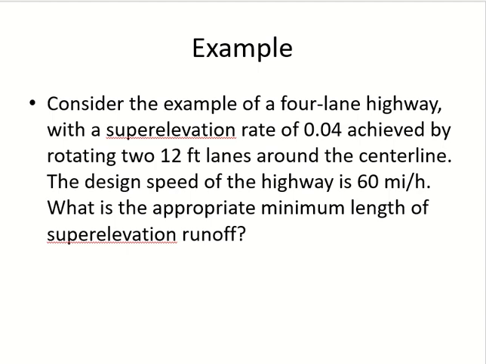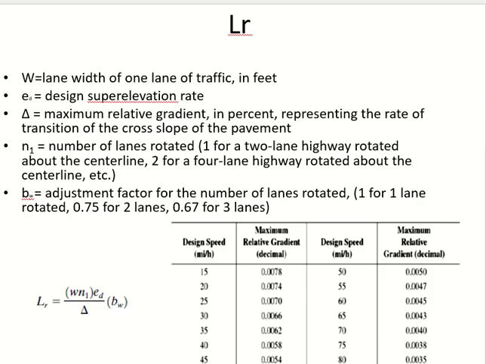Let us look at this example. We have a 4-lane highway, super elevation 0.04, meaning 4%, and 12 feet lane width. Rotating around the center line, the highway is 60 miles per hour, and we have to find the minimum length of super elevation runoff, LR. Super elevation runoff means LR. Okay, this is the equation.